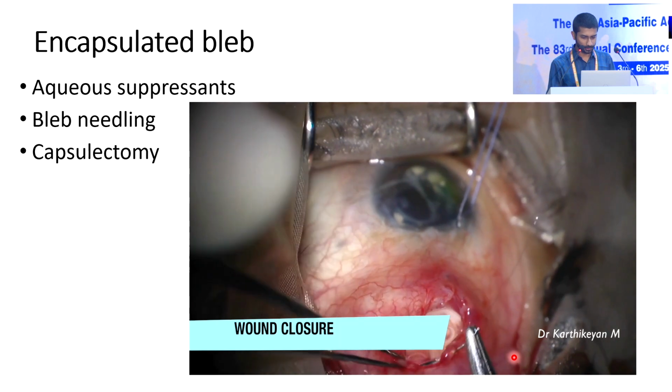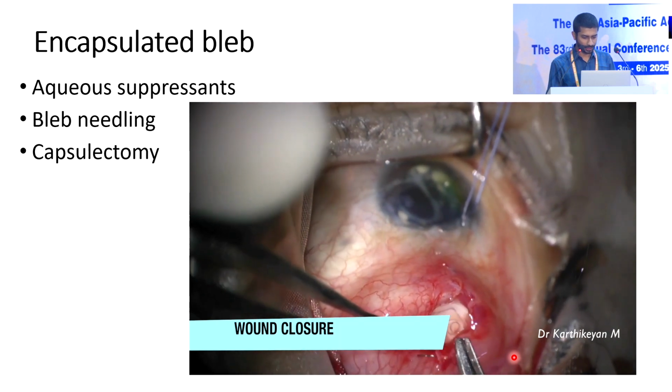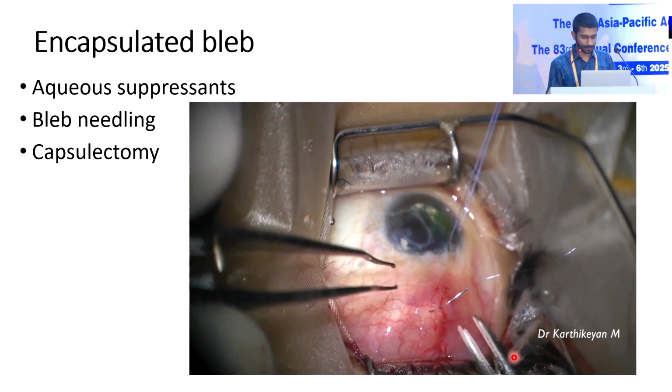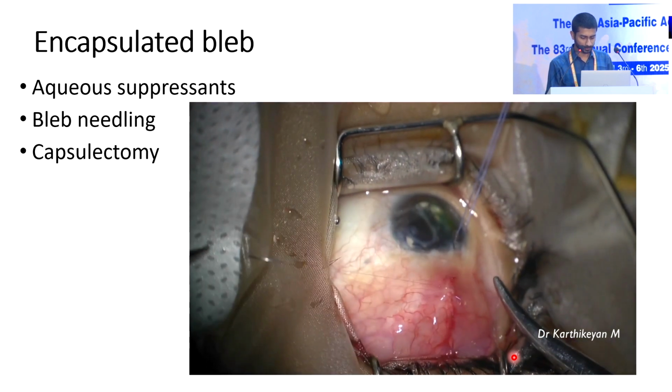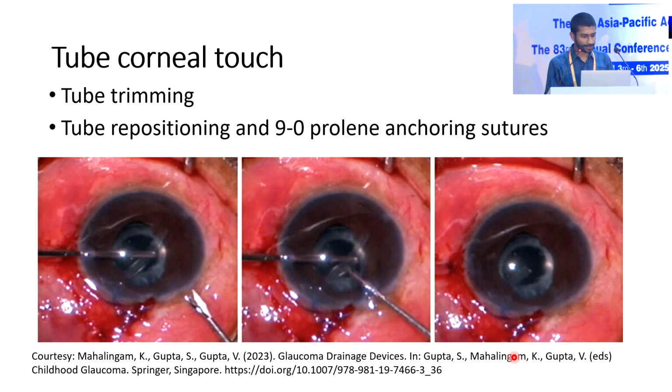We can close the wound with 10-0 nylon suture or a 6-0 Vicryl suture. Next, what do we have is tube corneal touch. What can we do? When there's a tube corneal touch, we can do a tube trimming, or we can even reposition the tube, remove the tube from the sclera, and again reposition in the sulcus.